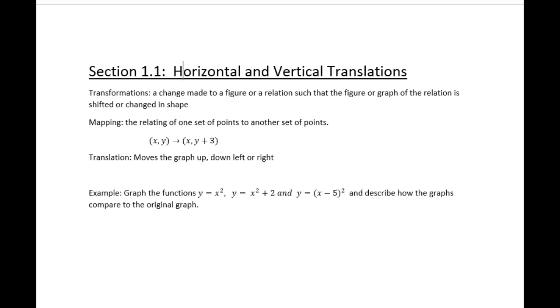So let's look at this example. It says graph the function y equals x squared. So we're doing that one.